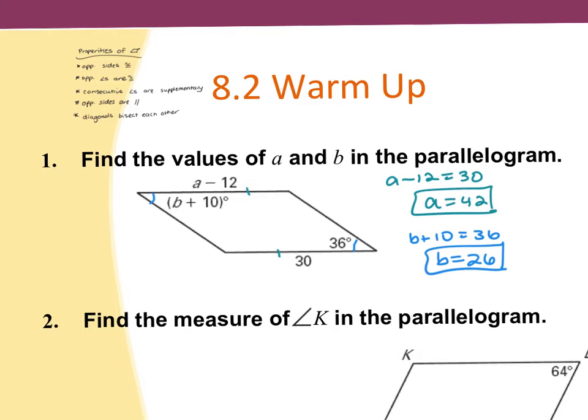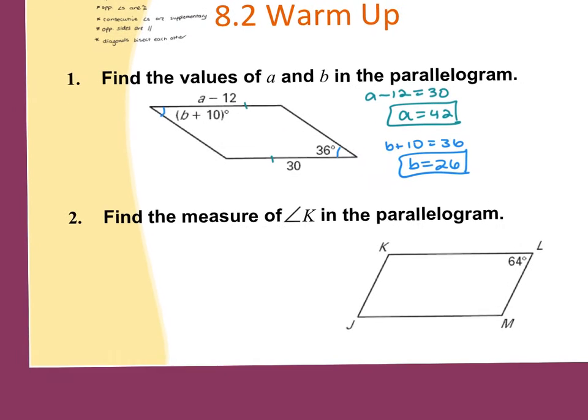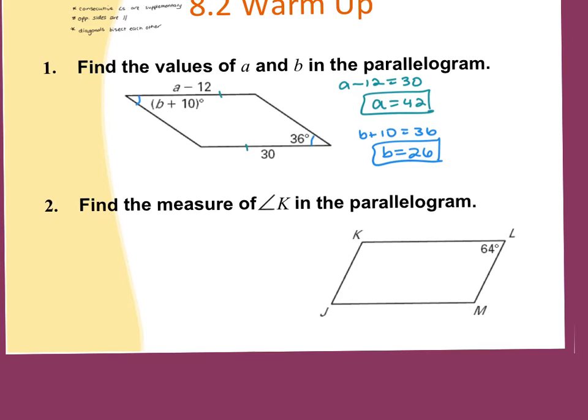Okay. Then number 2 says find the measure of K in the parallelogram. If L is here, what's the relationship between L and K? They're supplementary. So 180 minus 64 gives you 116. Good. So if you knew one of the angles in the parallelogram, you should be able to get all 4, because that would be 116, as would that, and that would be 64. So one angle in the parallelogram, you can get to all of them.